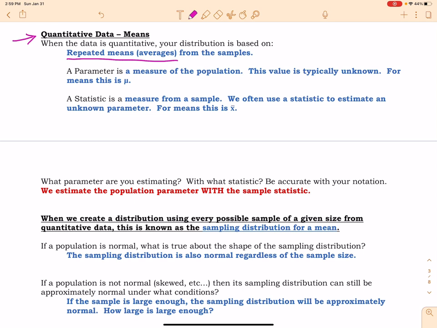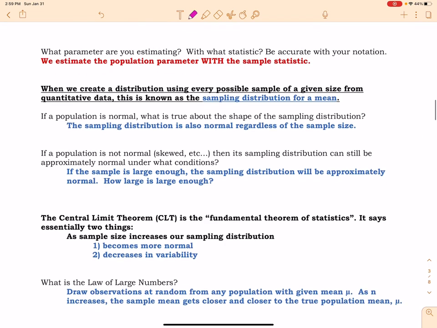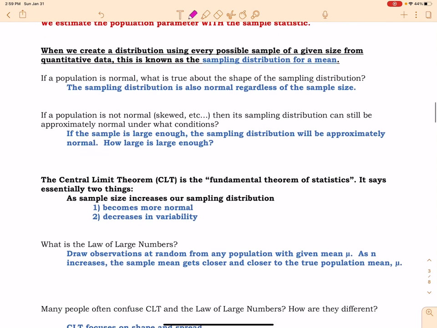So again, just like I talked about with proportions, we want to talk about this idea of a parameter versus a statistic. Of course, the letter mu represents a measure from my population. So your population parameter is referred to as mu, and your sample statistic, which comes from a measure of a sample, is known as x bar. And just like we did with proportions, we are going to estimate our population parameter with our sample statistic.